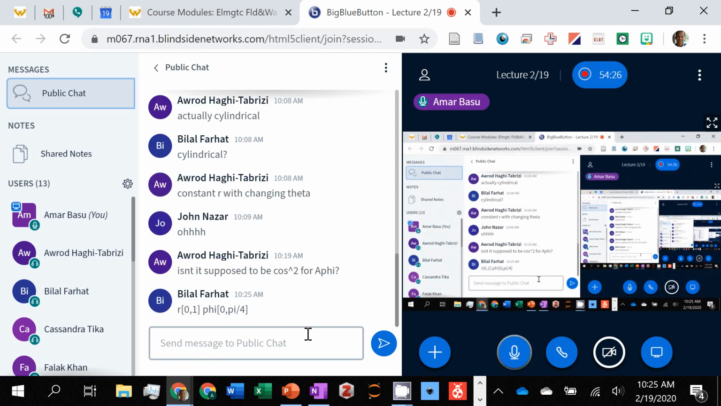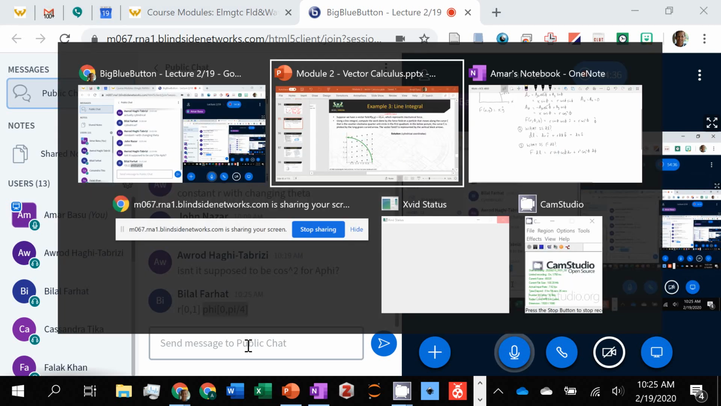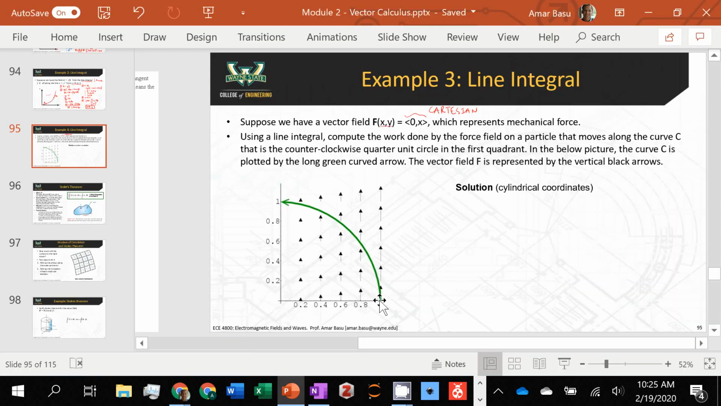Okay, great. So thank you, Bilal. So phi is going from 0 to pi over 4. This is correct, right? Phi is going from 0 to pi over 4. Why is that? Well, you're going from this portion of the circle into this portion of the circle.